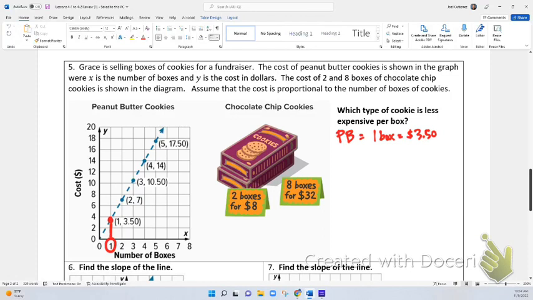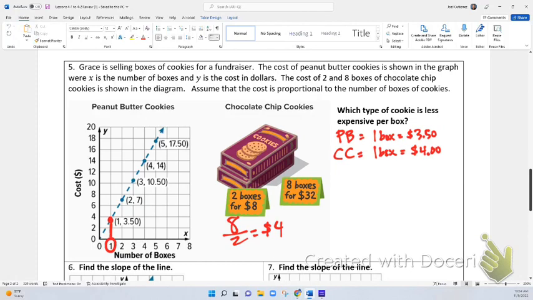And then if you look at the chocolate chip cookies, the only thing they give us is how much 2 boxes cost or how much 8 boxes cost. So if Eric, 2 boxes of cookies cost $8. So how much does only 1 box of cookie cost for the chocolate chip? $4, because we do 8 divided by 2 gives me $4 for a box. So over here I'm going to say chocolate chip, CC, 1 box cost $4. Okay?